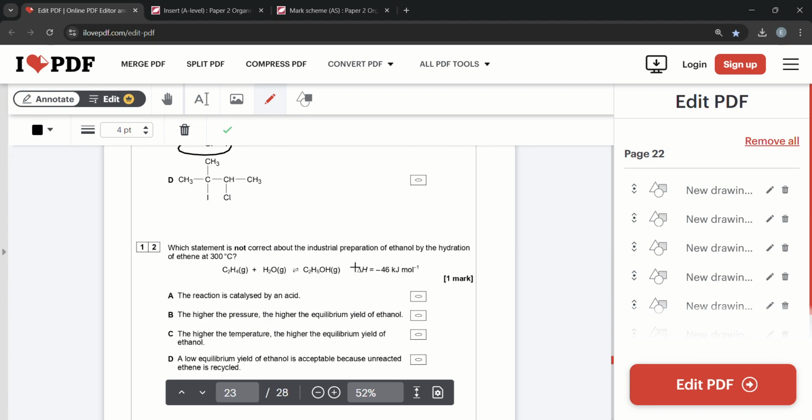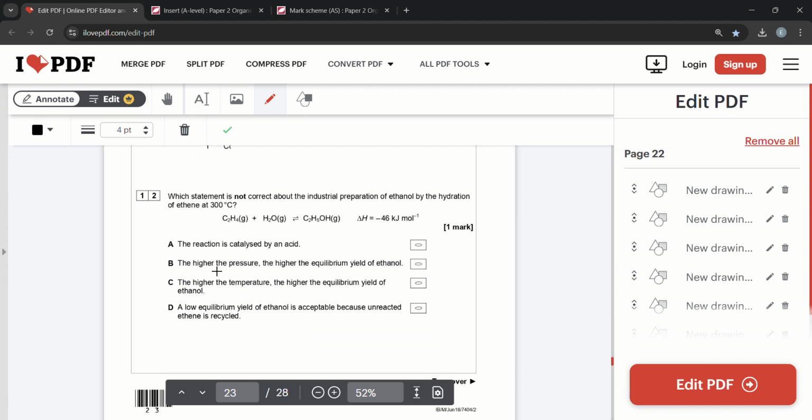Which statement is not correct about the industrial preparation of ethanol by hydration of ethene at 200 degrees Celsius? Reaction catalyzed by an acid, that is true. The higher the pressure, the higher the equilibrium yield of ethanol. If we increase the pressure, it's going to shift to the side with fewer moles of gas to decrease the pressure, so it will increase the equilibrium yield of ethanol.